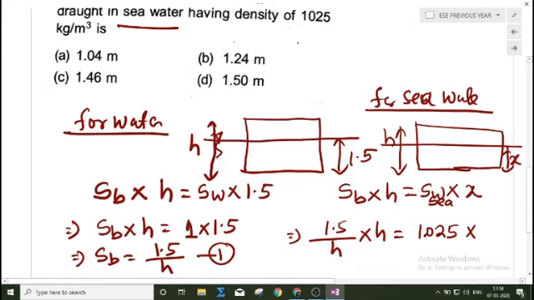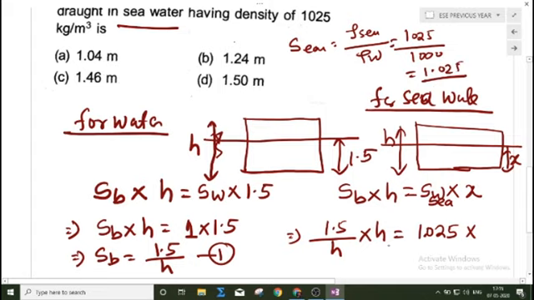So density is given. Specific gravity of sea water is how much? So you have to divide the density of the sea water by the density of the water. This is 1025 by 1000, so this is 1.025. Okay. So 1.025 into x, we have to find out this x.